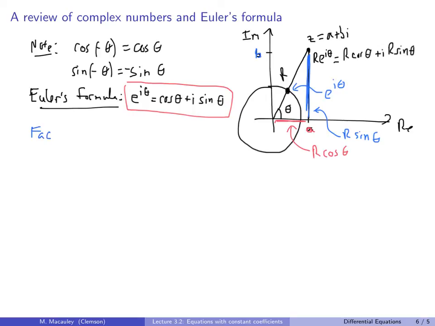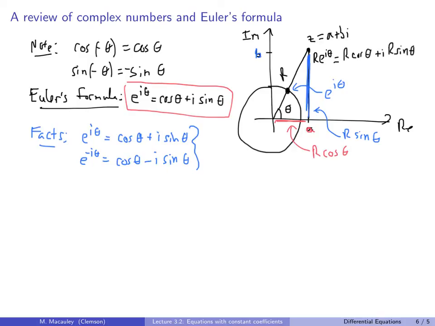So, neat facts. That e to the I times theta is cosine of theta plus I sine of theta, but I'm also going to write e to the minus I theta is cosine of theta minus I sine of theta. So if we put these two things together, we can do a similar trick to what we did last time. If we add these together and divide by 2, the sines cancel and we get 2 cosine.